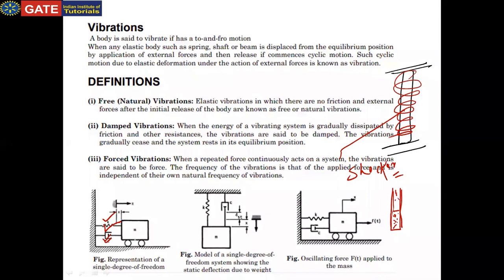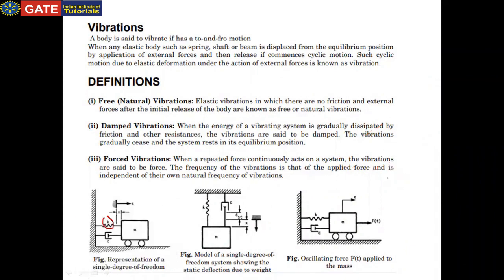Okay, so here, suppose this is the spring and this is the K. This K is nothing but the spring coefficient. And we'll have a damper. This is the damper. This damper is called C, which is called the damping coefficient. Okay, remember.